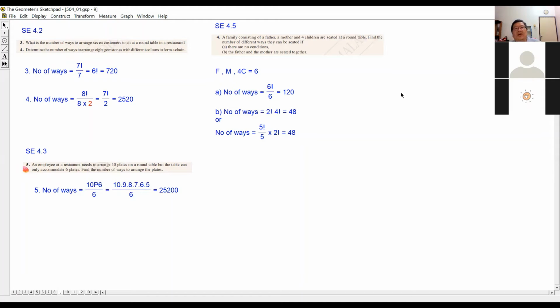That's all. Okay. But for the second part, father and mother must be seated together. You cannot have a child or 2 children in between the father and mother. Okay or not? You cannot have somebody in between them. So if that is the case, how many ways can they be seated in a circle?